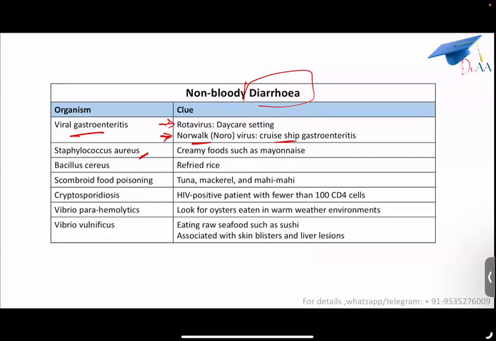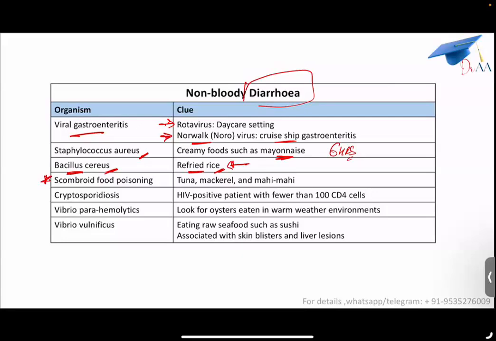Staphylococcus aureus is mainly from creamy foods like mayonnaise, the white paste which is extensively used in most sandwiches. Having this results in non-bloody diarrhea caused by Staphylococcus aureus. Usually after 6 hours of consumption, they tend to start with diarrhea. Bacillus cereus, refried rice. When do you see refried rice? Especially with fried rice, the Chinese dish, usually they cook the rice and refry it to add some more ingredients in it. This is known as refried rice. It's known to cause Bacillus cereus.